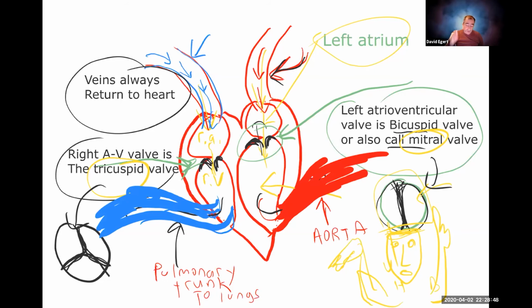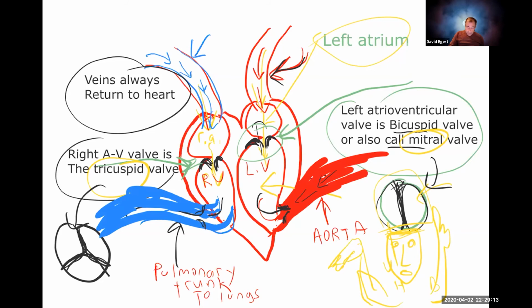When the ventricles relax, so here's my left ventricle, my right ventricle, you want to make sure that the blood, which is now under quite a bit of pressure, doesn't come back into the heart. So we have another set of valves called the semilunar valves at the entrance to these major arteries leaving the heart.